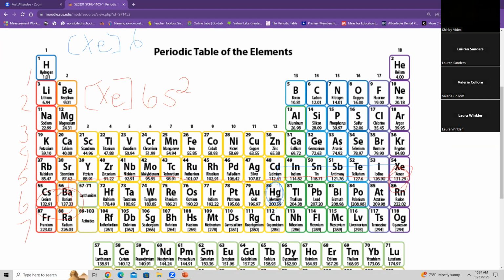We have to get to it, so we got to go all the way across. From 6, we got to go down to these guys, and that is 4f14, because all of those are full. Then we go back up again, and we go all the way across to mercury, which looks like 5d10. And there's the electron configuration for mercury.